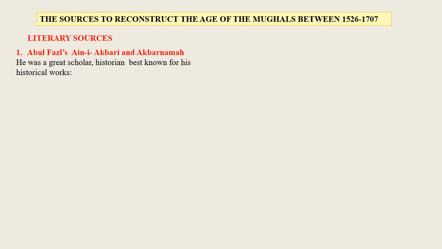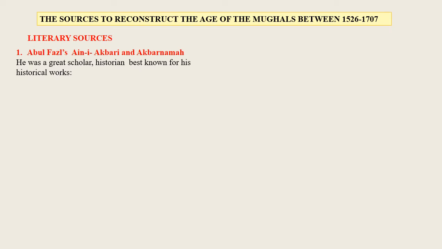The sources to reconstruct the age of the Mughals between 1526 and 1707. Literary sources: Abu Fazl's Ain-e-Akbari and Akbarnama. Abu Fazl was a great scholar as well as a leading historian of the Mughal age. He is best known for his historical works Ain-e-Akbari and the Akbarnama. Written in elegant Persian, Ain-e-Akbari gives information about the army and the legal and revenue systems of Akbar's administration, and also mentions the commanding personality of Akbar.